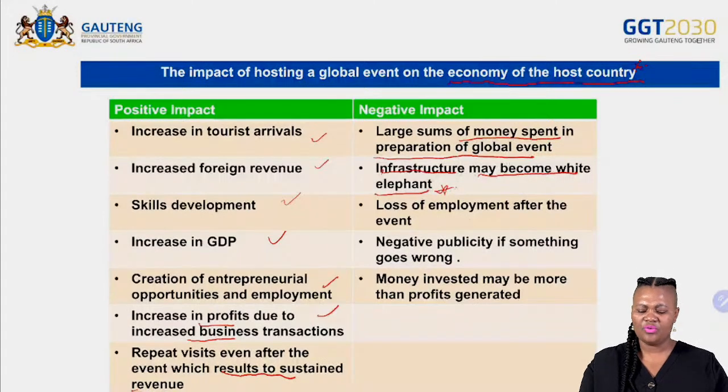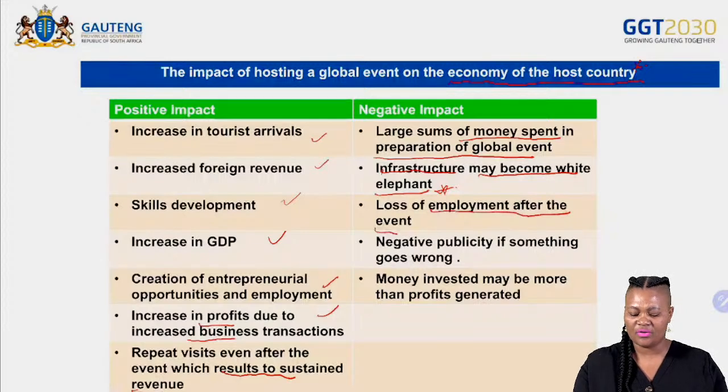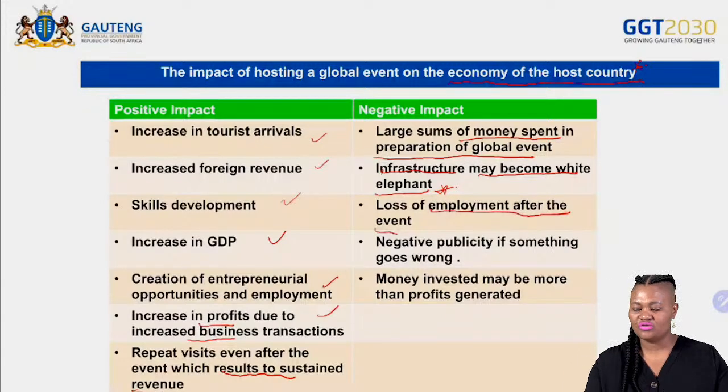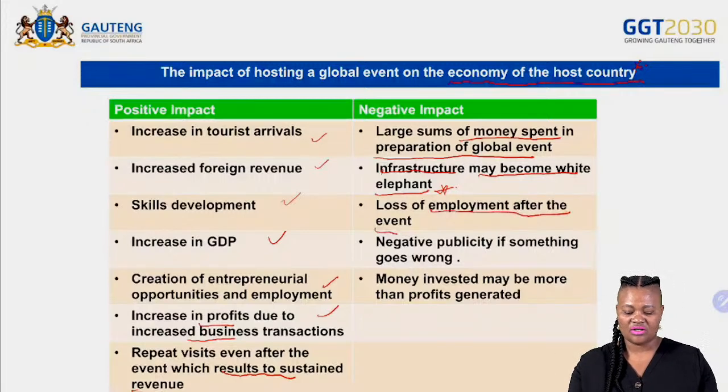And then loss of employment after the event is also a negative impact on the economy of the host country. So some people get jobs during a global event, but after a global event, people become unemployed. Remember that a global event takes place for a limited period of time. So there could be a rise in employment during the global event, but then there'll be a drop in employment after the global event, resulting in loss of employment.